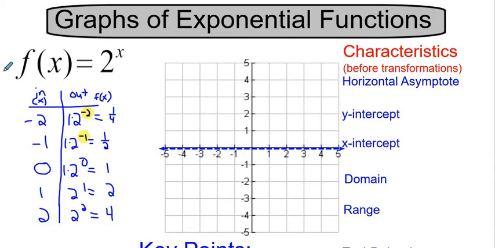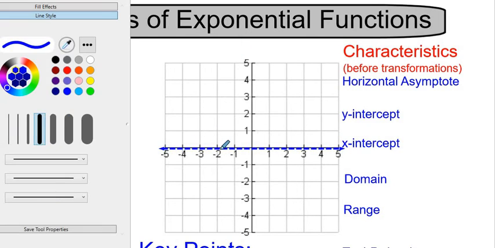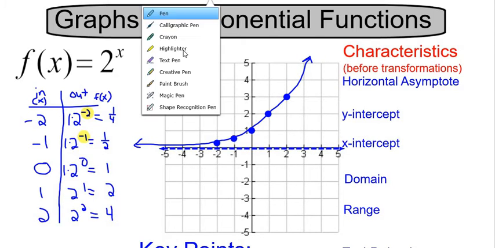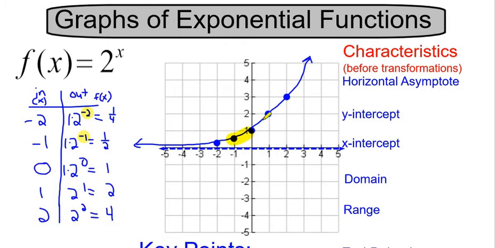All right, so when I graph those points, they make this curve. At -2, I have a fourth. At -1, I have a half. At 0, I have 1. At 1, I have 2. And at 2, I have 4. Many teachers will make you do all of those as your key points. I only focus on what makes this curve upwards or downwards, because that could happen depending on the base. So I only really focus on these 3 points to show this curve.